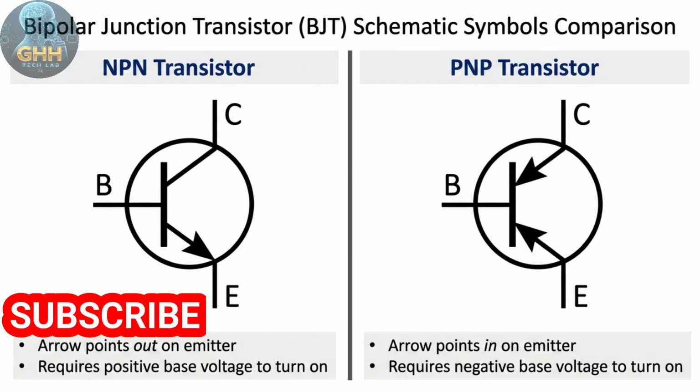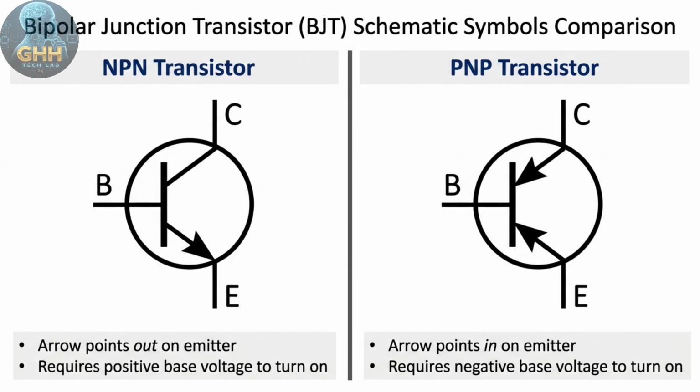Look closely at the emitter pin arrow. For NPN, the arrow points outward. Remember the classic maker rule, not pointing in. For PNP, the arrow points inward toward the base. Think pointing in proudly. That tiny arrow is your roadmap. It always points in the exact direction that conventional current flows through the device.